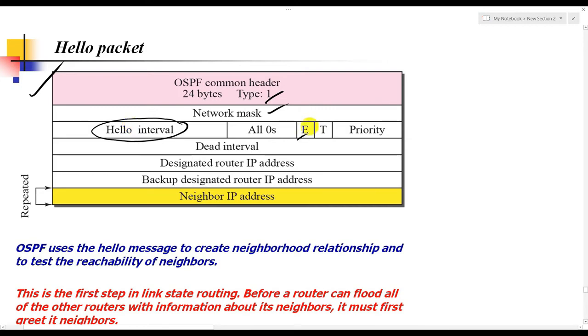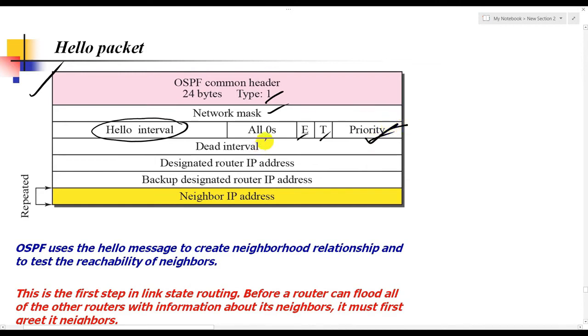E tells us whether this router is a stub router. T tells us how many services are defined for this router. Priority: the router will also announce its priority, because we discussed that based on the priority we determine the designated router. There are many parameters, and based on those parameters, the priority is determined and that value is written here.